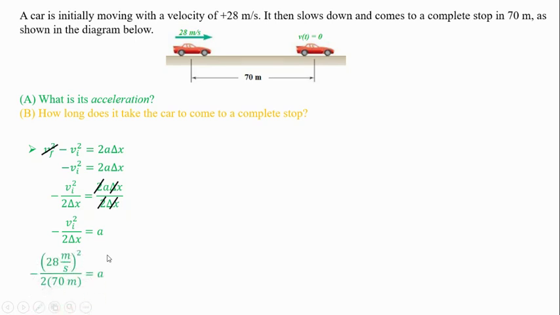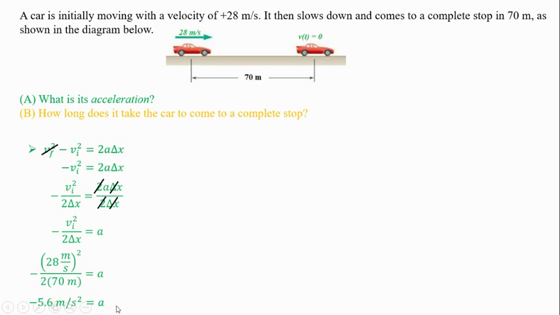Here I have VI is 28. Don't forget to carry down the square. 2 is part of the function, and then delta X in this case is a positive 70, but I'm just going to use 70 just because 70 and positive 70 are the same in terms of calculation. All right. So if you simplify that in your calculator, you should get a value of negative 5.6 meters per second squared. So that is your acceleration.